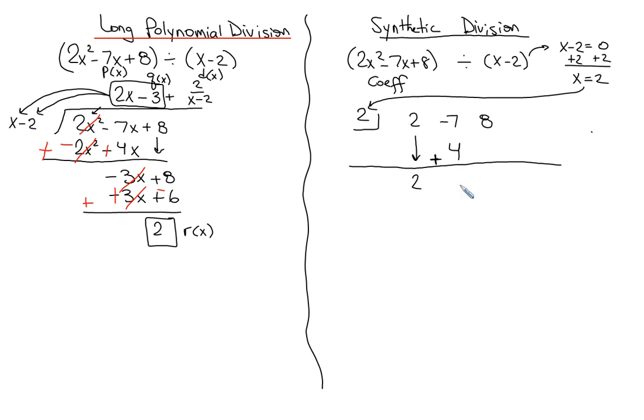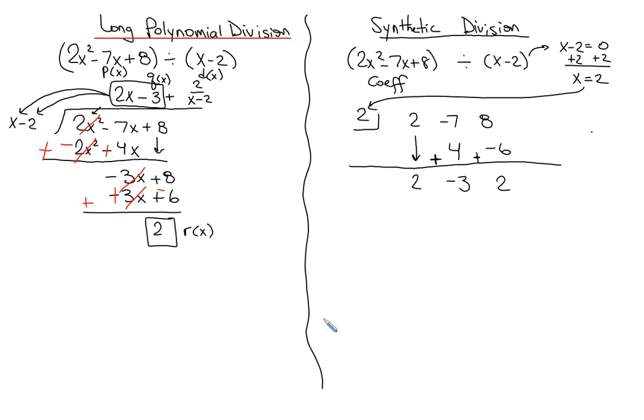Negative 7 plus 4 is what? Negative 3. Now you repeat the process. What is 2 times negative 3? Negative 6. Then you add those together, which gives us 2. We're now done, guys. We just accomplished the same thing here that we accomplished here.